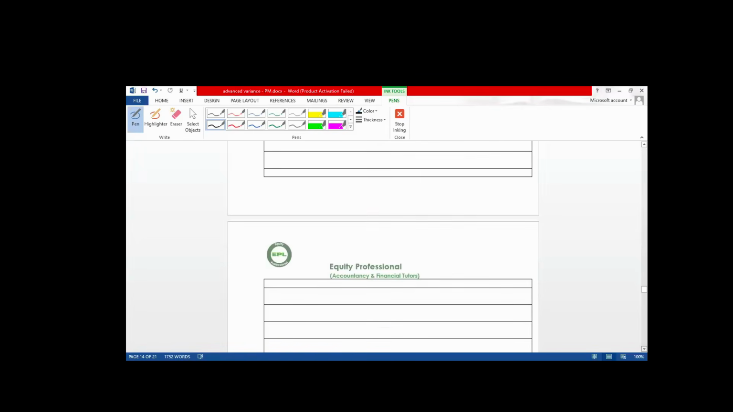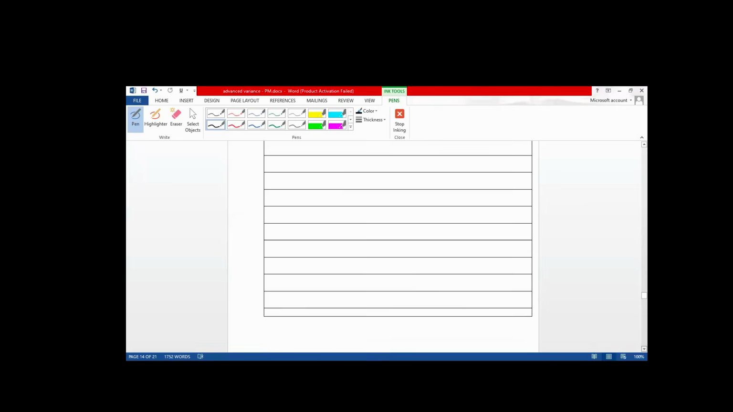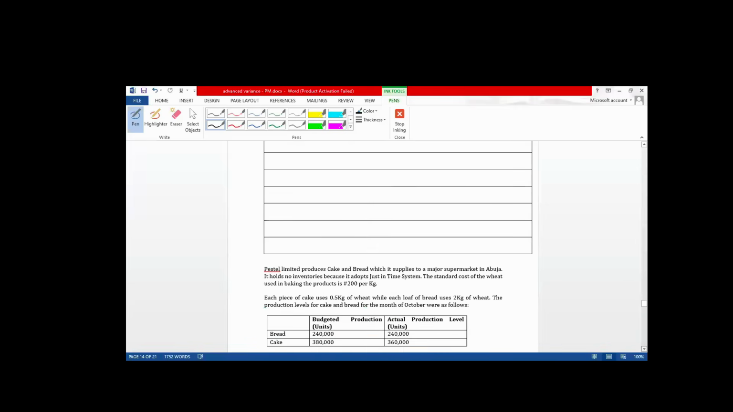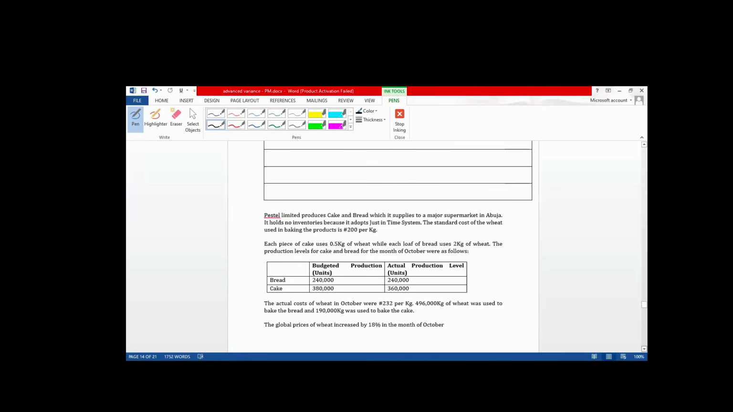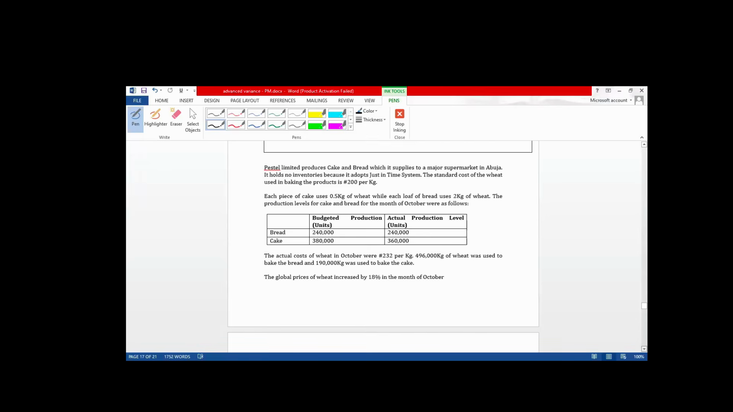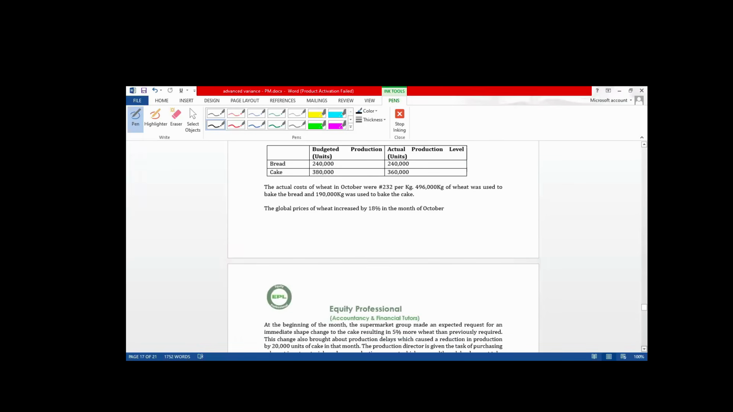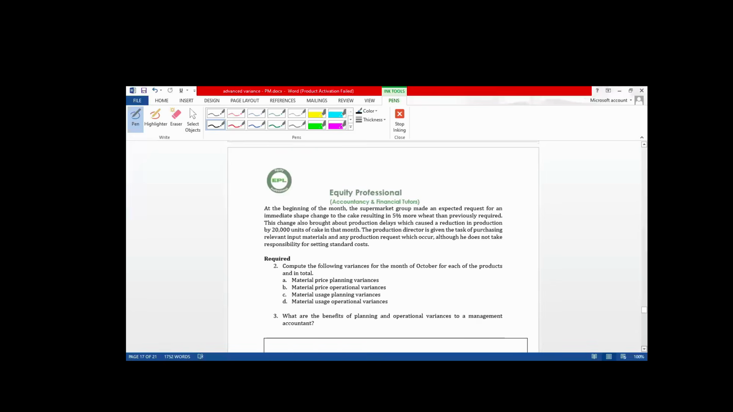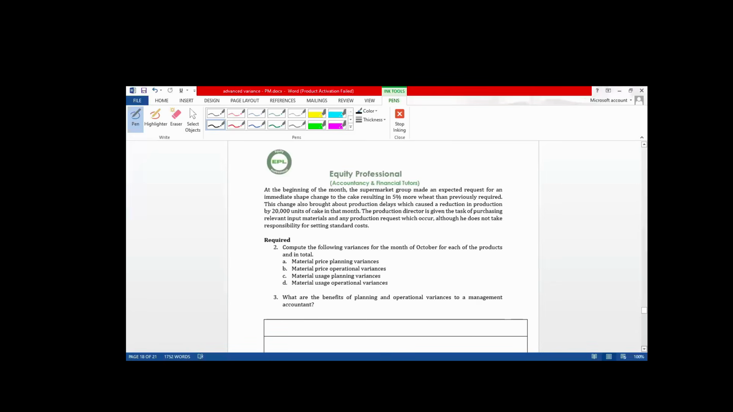Hello, Mr. Shoraju. Before we solve another question, I just want to ask: is it a rule of thumb that where you have notes like this one we just solved, note 1, note 2, note 3, and then requirement question 1, note 1 is related to question 1?